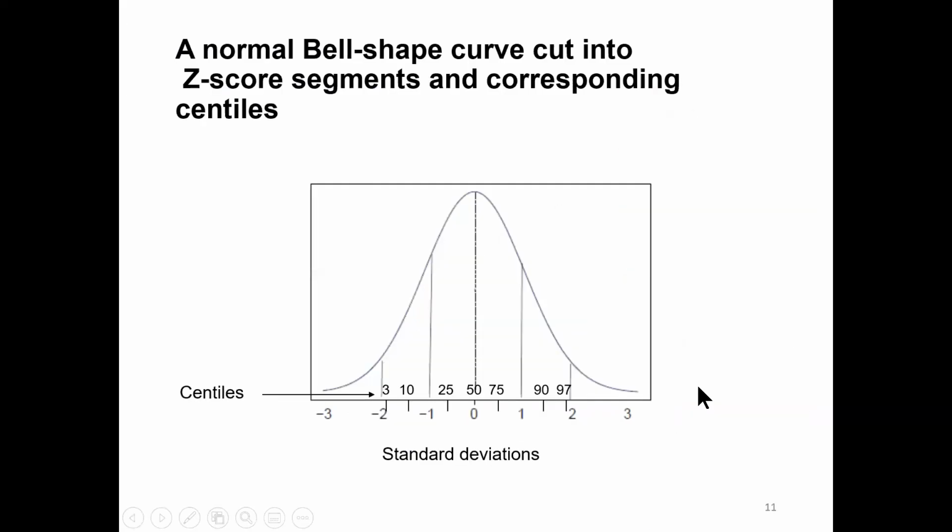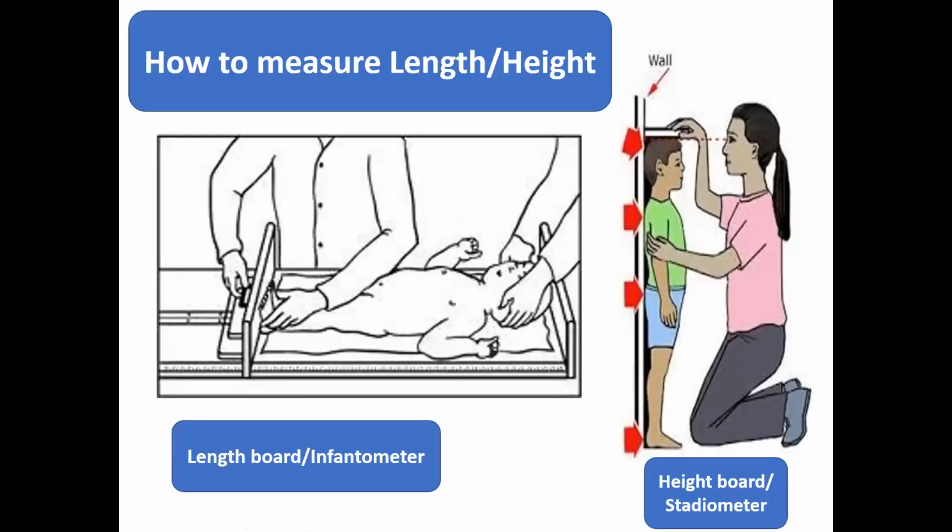Before I even show you the charts, the important thing to be able to interpret the Z-score accurately and correctly is that you should have done the right measurement. You should have measured the weight and height accurately, because if you have a wrong measurement, you are going to interpret incorrectly. So how do we measure the height in children?